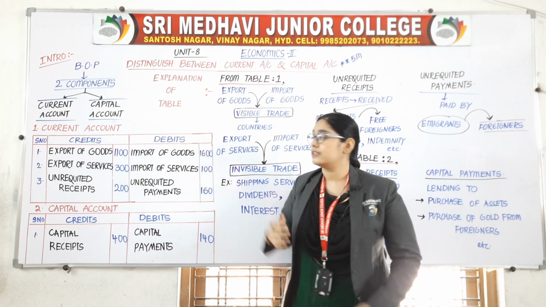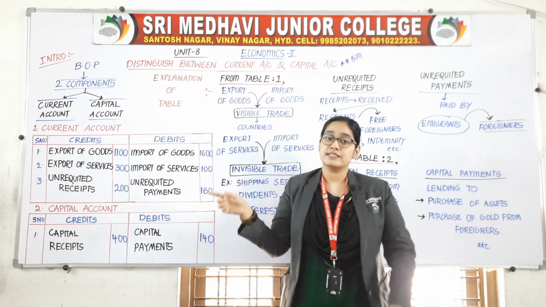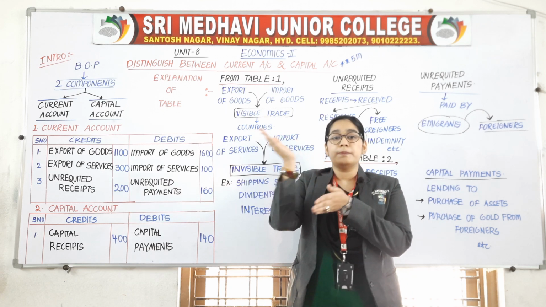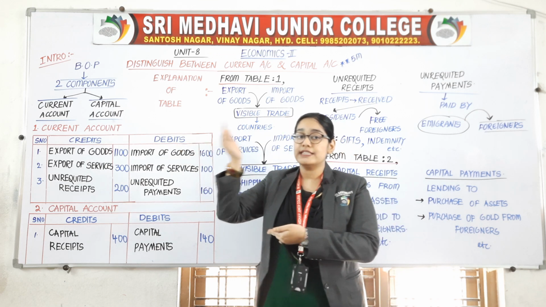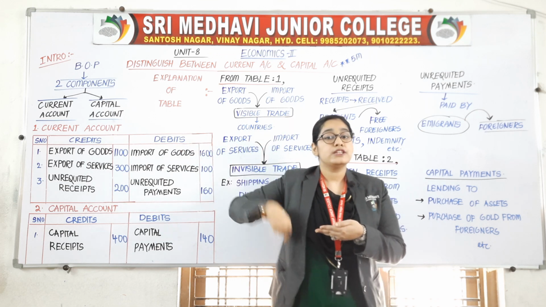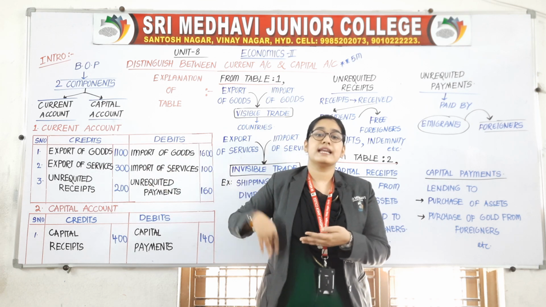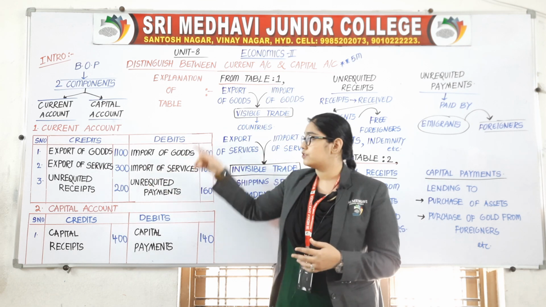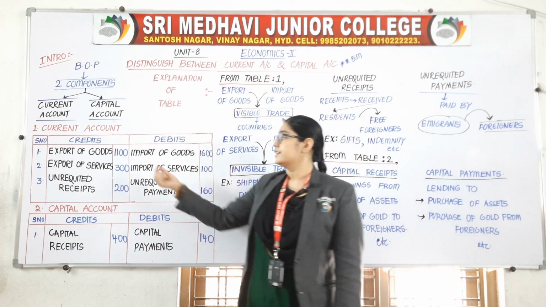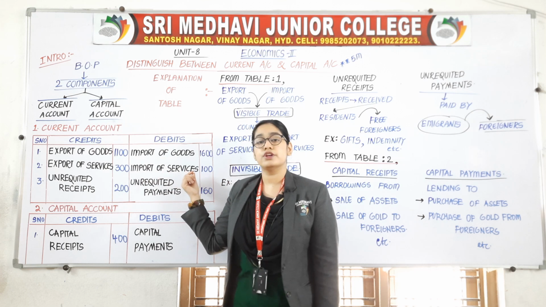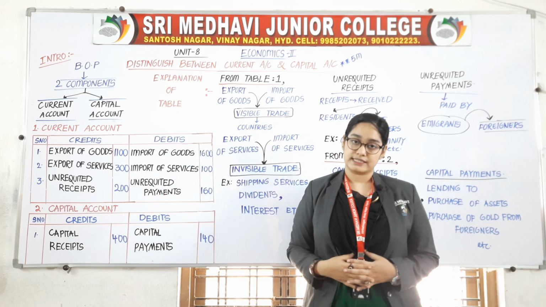Then what is there on the debit side? Import of goods and import of services, because whenever we purchase from other countries, we need to make some payment. So money is going out. That is an expense. So on the debit side, all expenses are there. That means payments are there. So import of goods and import of services, then the third one is unrequited payments.